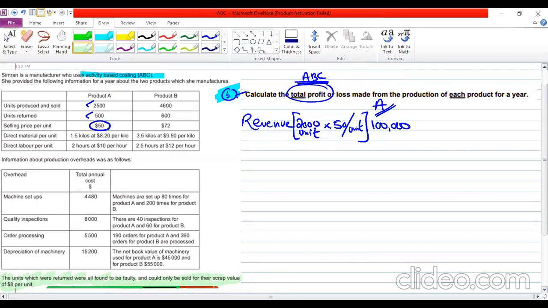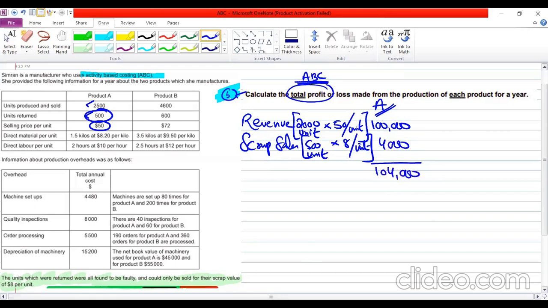They are saying that the units returned by the customers are going to be scrapped out. And it's a scrap sale. And it's a revenue, but it's a low revenue. Scrap sales. How many units got returned? 500 units. And the returned units are scrapped out at the value of $8. So how much am I making? 500 times 8 is 4,000. So my total revenue is 104,000. Any doubts? Any problem?